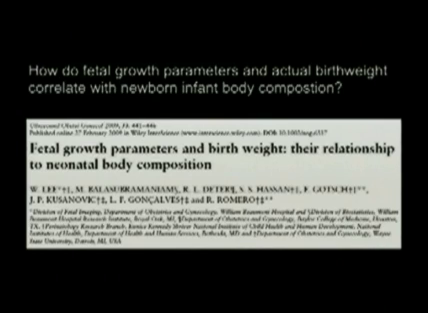Well, with that background, I'd like to address the question of how the fetal growth parameters that we use every day and actual birth weight correlate with newborn infant body composition. I also wanted to see how the normal biometry, such as biparietal diameter, head circumference, abdominal circumference, and femur length, compares with the new soft tissue parameters. This also was a paper just published in the April issue of the White Journal.